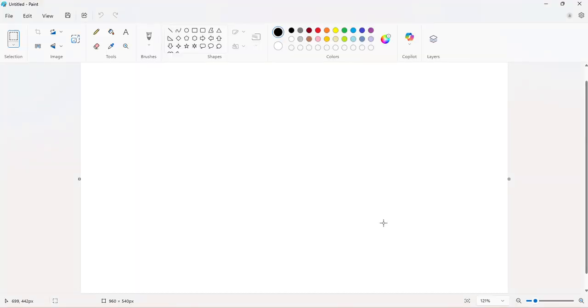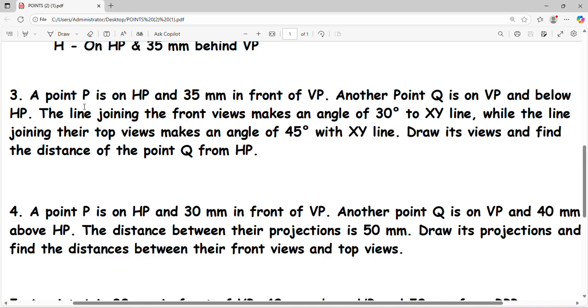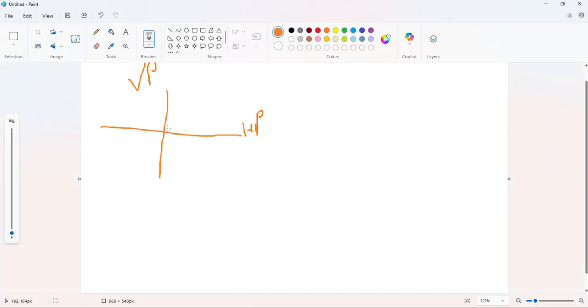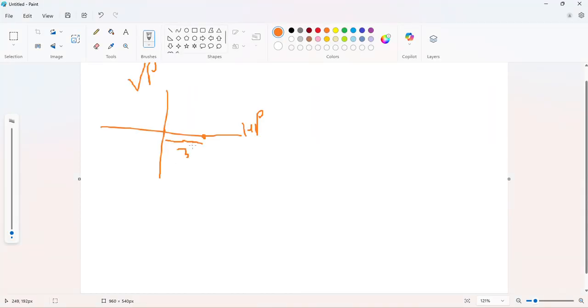So, for example, this is HP and this is VP. Now, in the question we have point P on HP and 35 mm in front of VP. So the point is somewhere here, and this distance is about 35. So this is point P.